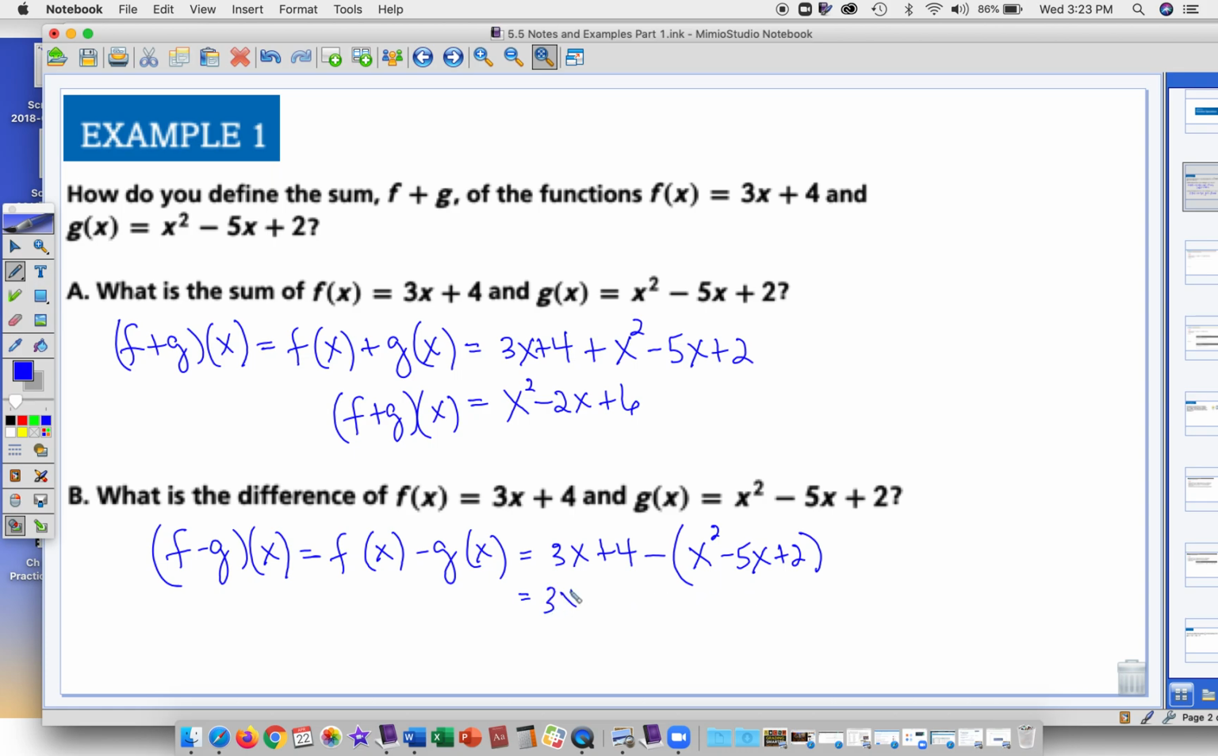So I'll bring down the 3x plus 4. Then it's minus x squared. It'll become plus 5x and minus 2. So the parentheses are a good idea just to remind yourself to distribute over all three terms. Now we combine the terms. So we have negative x squared, 3x plus 5x is 8x, and 4 minus 2 gives us 2. So here's our f minus g of x. Okay, so that would be the name of this function.